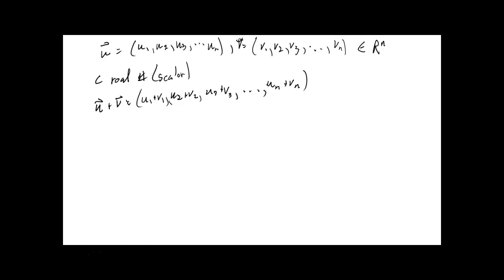It's not defined. No matter how big the space is, how large the n is, as long as it's a finite number, you can talk about these two vectors in that space, and then the sum of those two vectors would be the sum of each of their components, but their components have to be the same size. Okay? So that's what we call vector addition.